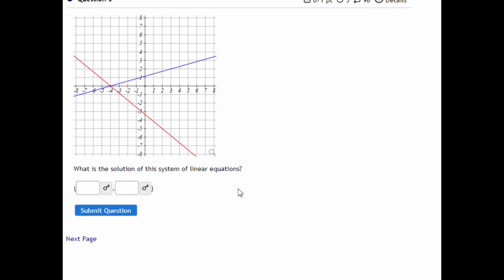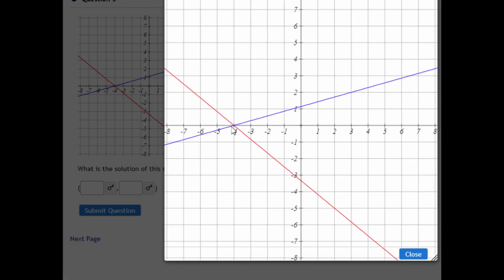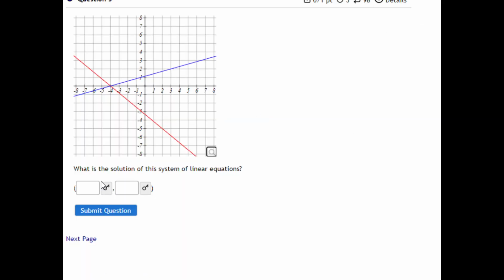And the last way they're going to ask you is this one, again, what is the solution of this system of equations? But here you see these parentheses, comma, and then the other parenthesis. What that means is inside here you don't have to put the ordered pair. They're just asking you in the first box you put the x value, and in the second box you put the y value. And again, I'm going to zoom in on that point just to make sure. So my x value is -4. I don't have any up or down movement, so my y value is 0. So that's how I'm going to go ahead and put those into here.